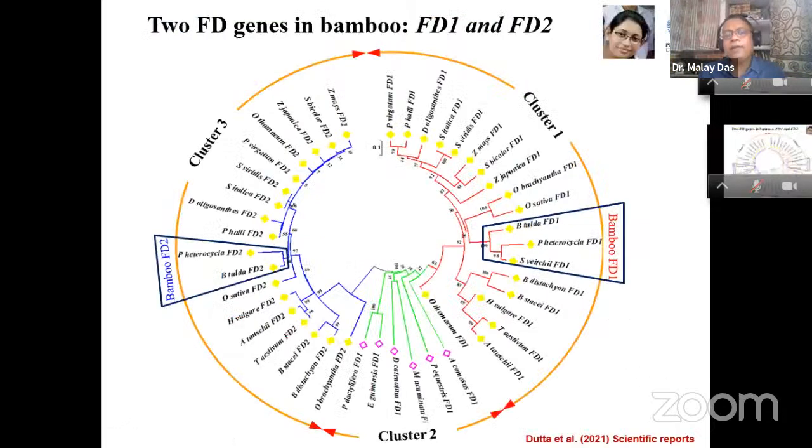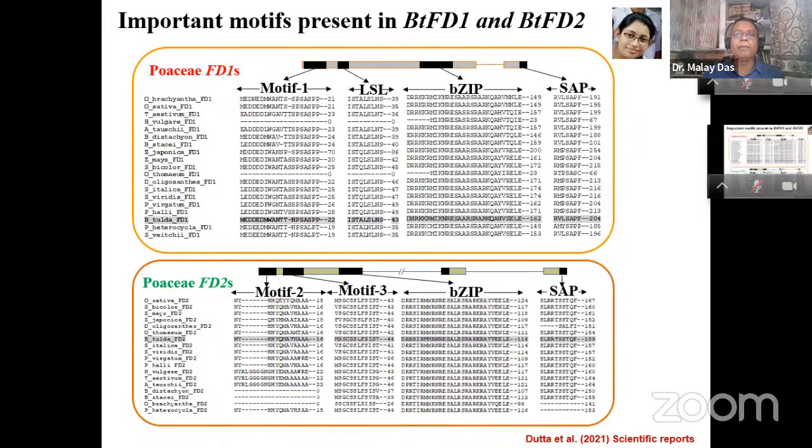So again, like FT and CO, for FD also we did the same thing. By gene specific amplification, we amplified these two genes, and we got two FD gene copies in Bambusa tulda. One we call BTFD1 and the other one we call BTFD2. And when we went for phylogenetic clustering, we saw the typical clustering pattern that we had expected in comparison to other Graminaceous or Poaceae members.